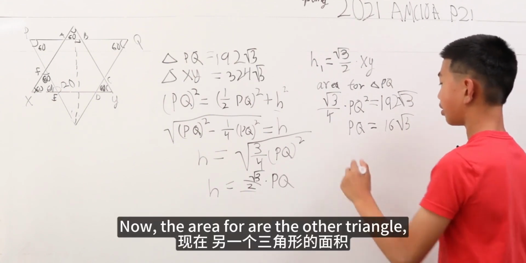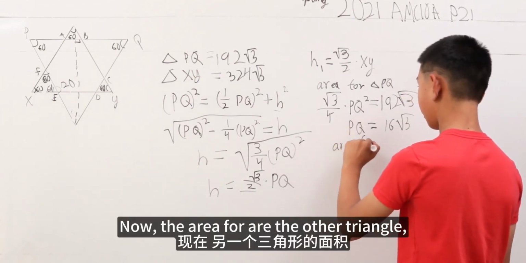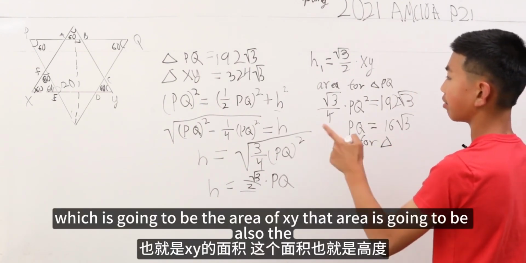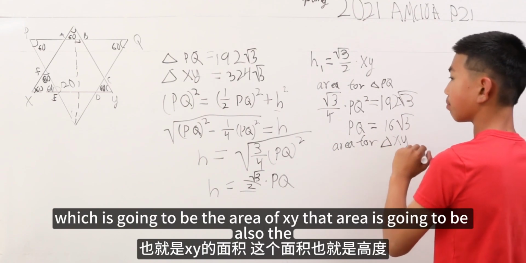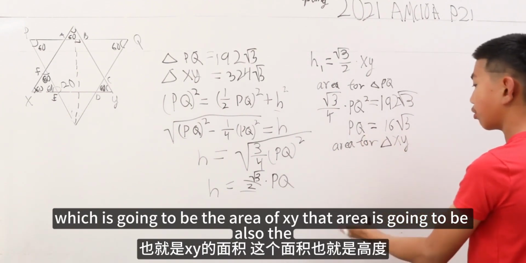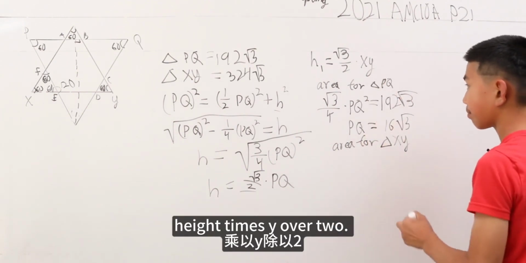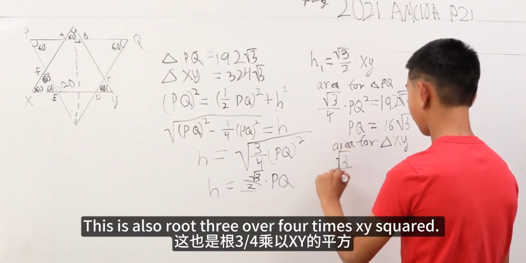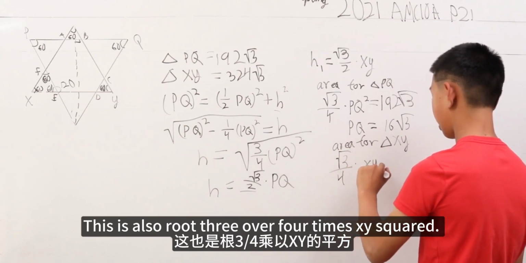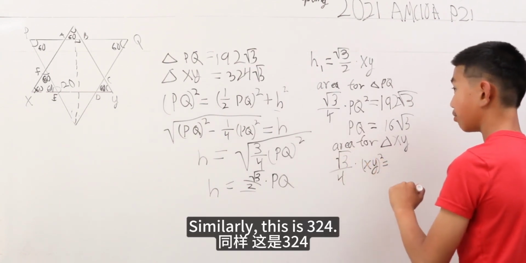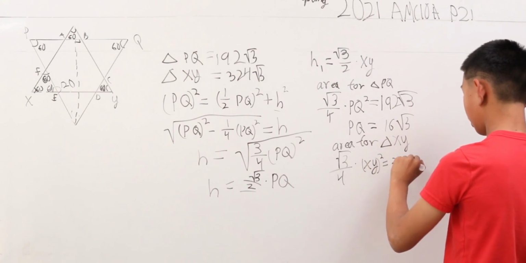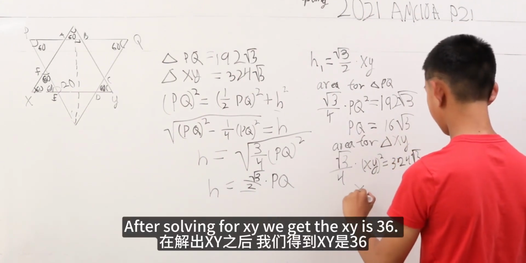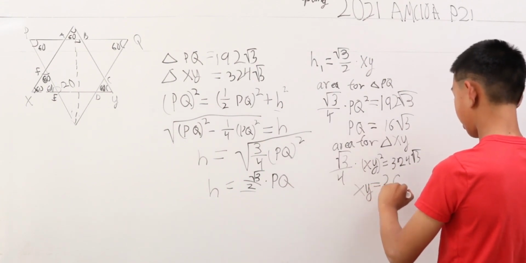Okay. Now the area for the other triangle, the area of XY, is also the height times XY over 2. So this is also root 3 over 4 times XY squared. Similarly, this is 324 root 3. After solving for XY, we get that XY is 36.